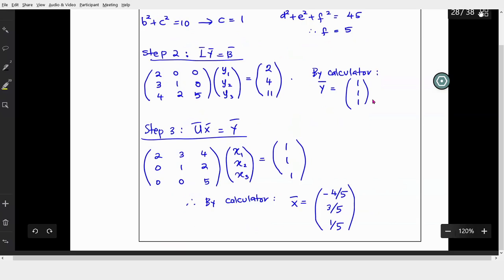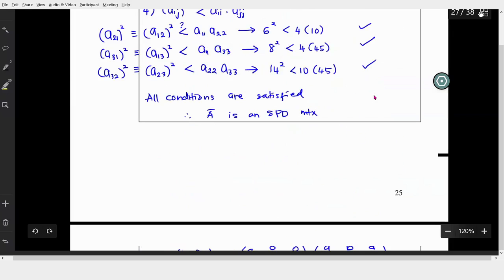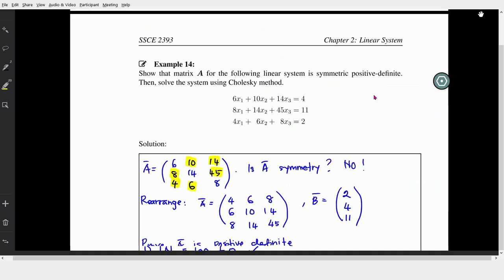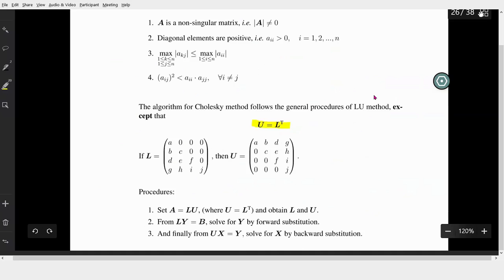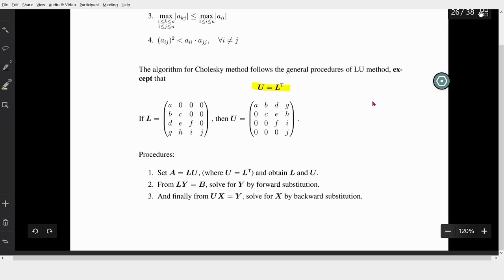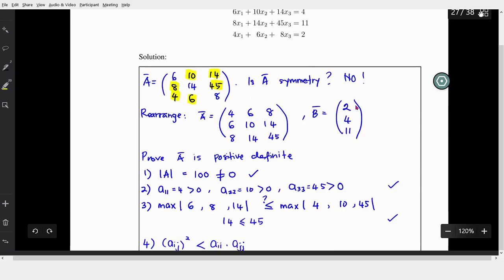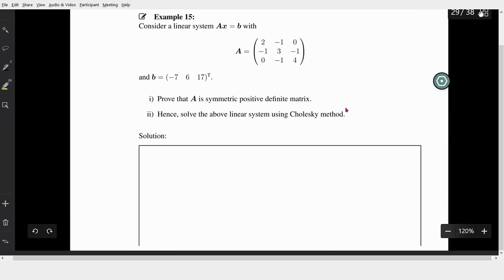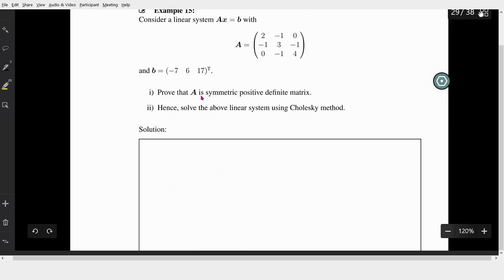Alright, so I repeat one more time. The condition for the Cholesky: first of all, it must be symmetric. Sometimes in the questions, the mistake is that the student does not show the symmetry. Prove that A is symmetric, positive, definite.